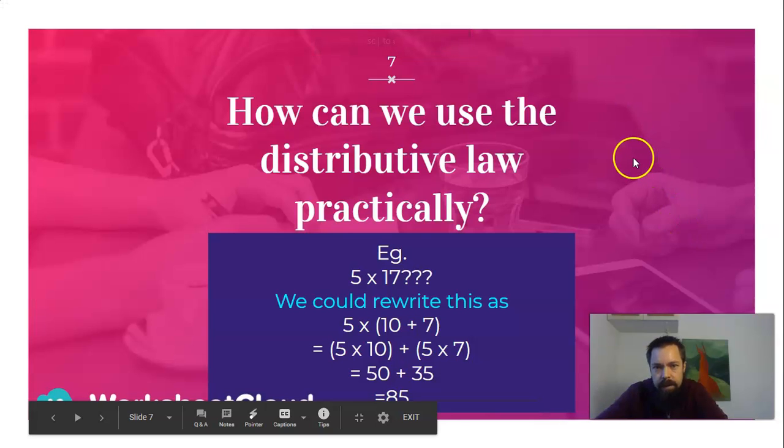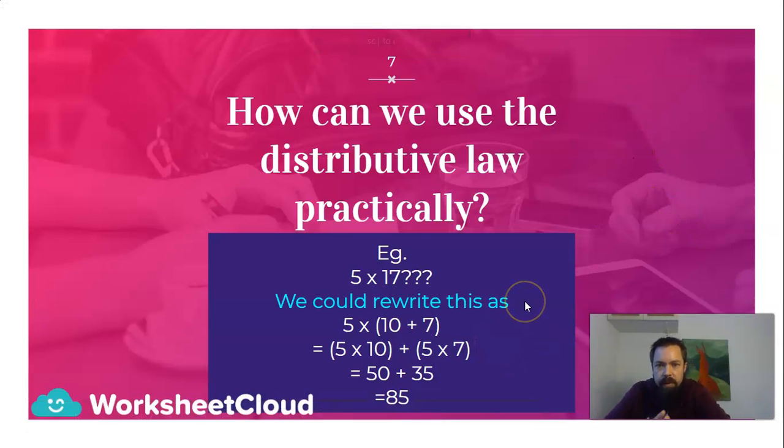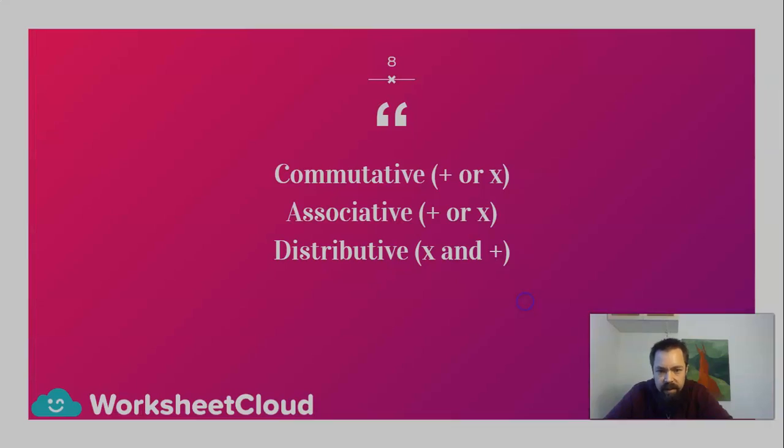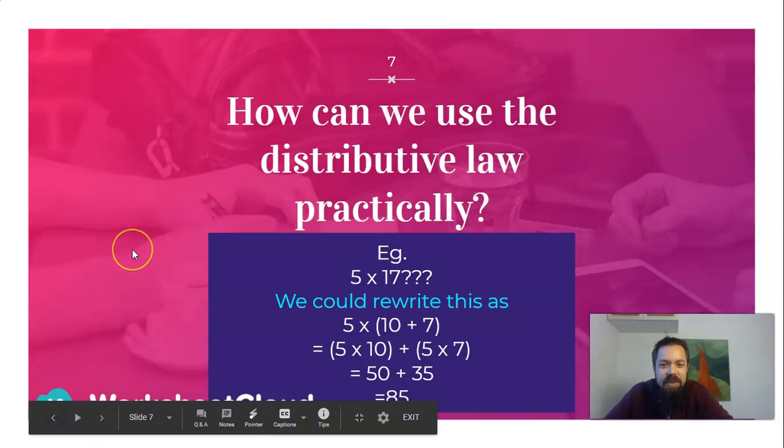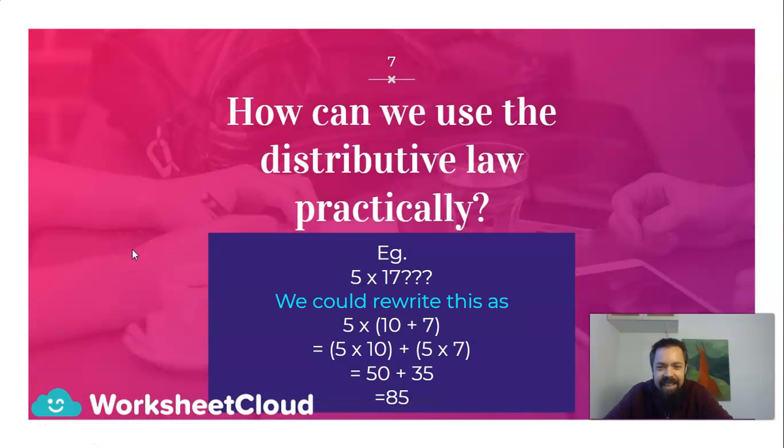So this is how we use the distributive law practically, what we've been saying. If, for example, you had 5 times 17, we could rewrite that as 5 times 10 plus 7, and then we can break that into 5 times 10 and 5 times 7. So you are distributing the 17 into 10 and 7, and then you're putting the 5 with each of them.